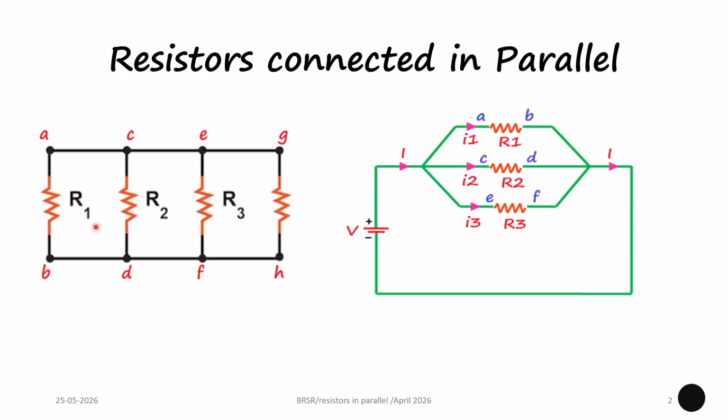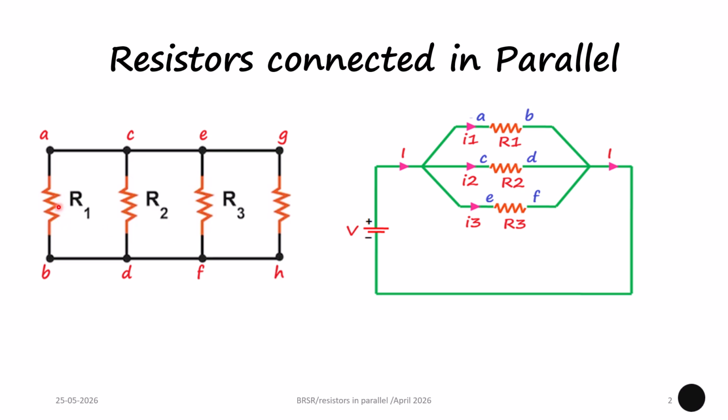The resistors are said to be connected in parallel if every end of the resistor is connected to the other end of another resistor. To understand this better, let us see the resistors. AB is a resistor, CD is a resistor, EF is a resistor, and GH is a resistor.